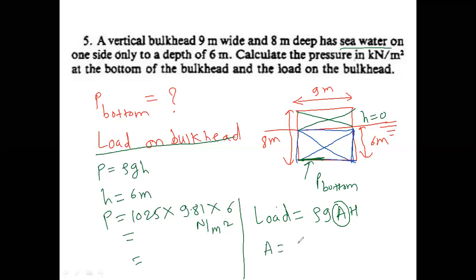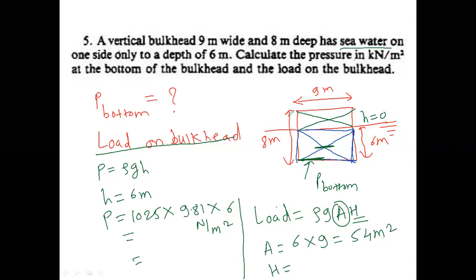Area is equal to height 6 meter and the width 9 meter, so it will be 54 meter square. And the depth, capital H, what is the definition? Again, try to recall the definition of H. H will be measured from the free surface up to the centroid of the underwater area of the bulkhead. Not the centroid of the whole bulkhead. It will be the centroid of the underwater part of the bulkhead.